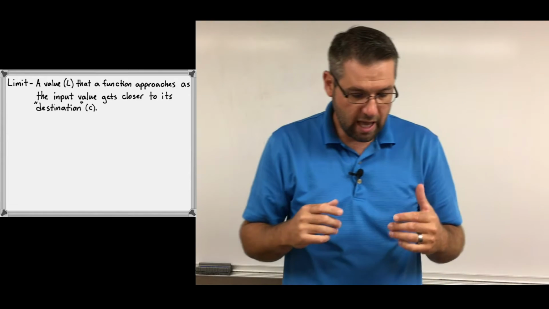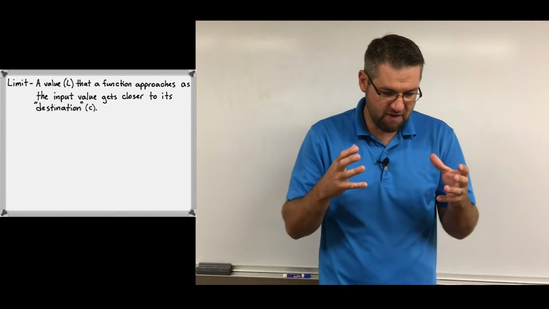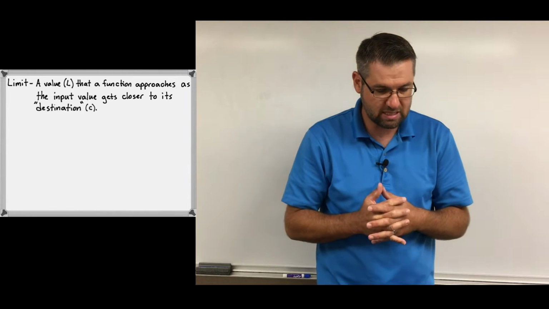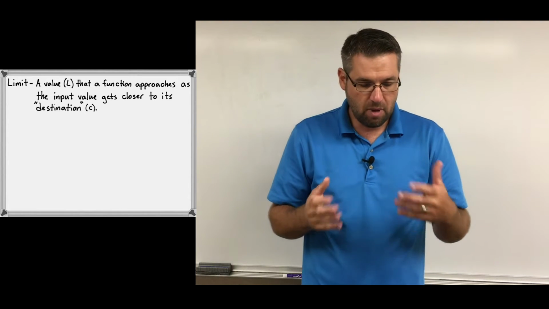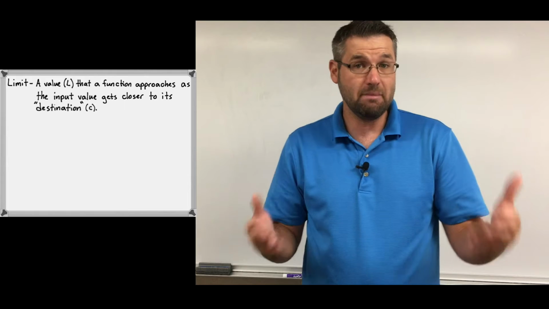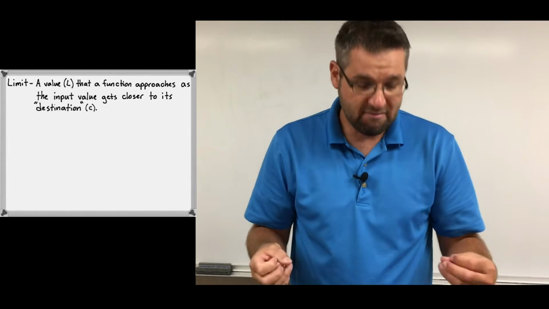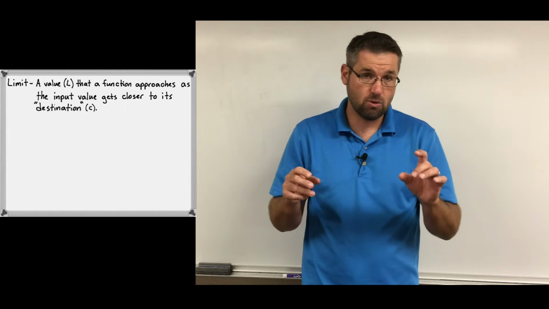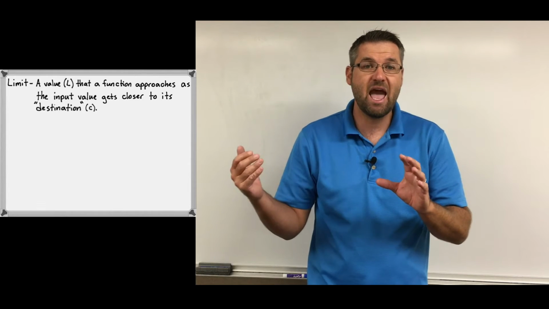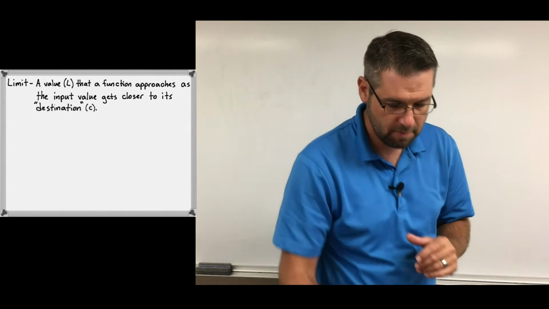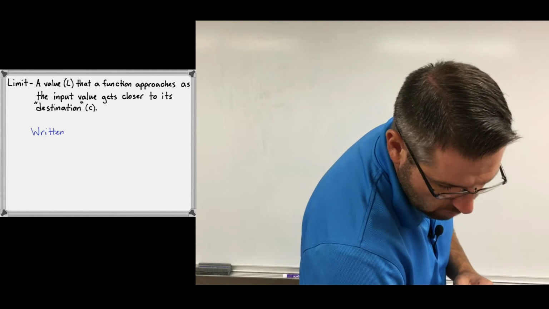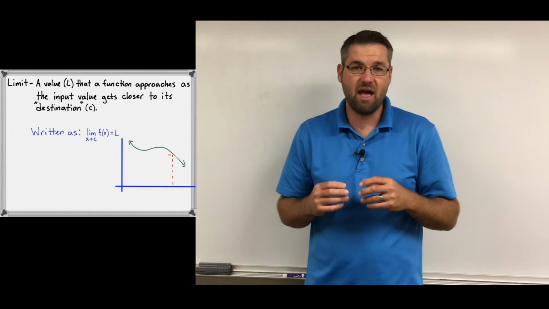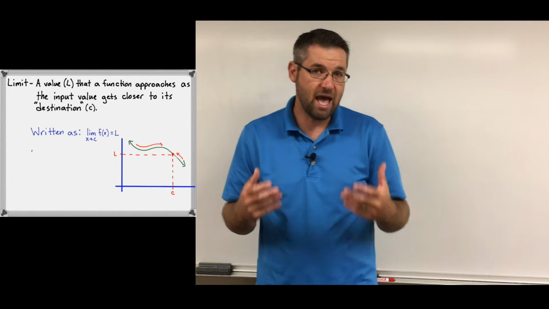If you look at the definition, it says a value L that a function approaches as the input value gets closer to its destination C. The bottom line is L stands for limit, and that is a y value, and C is the constant or the numeric value that the x value is approaching, okay? So we write it like this. We write limit as x approaches C of f of x equals L.